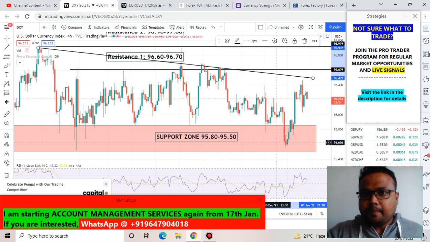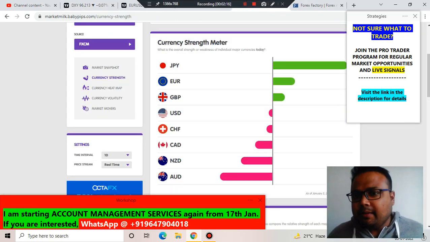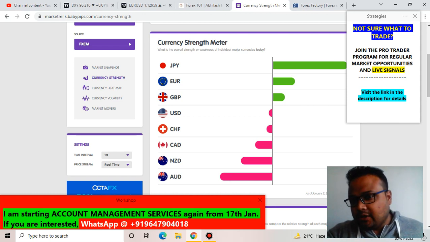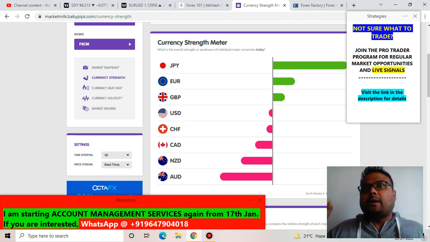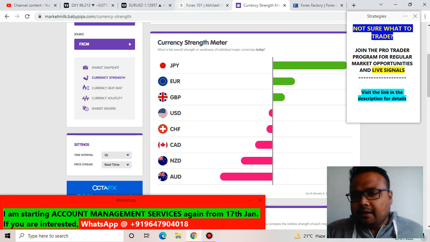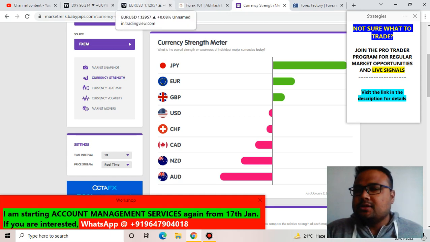If we go to the currency strength meter, we can see that it is also not giving us any clear sign. For example, the Japanese yen is the strongest, the Aussie is the weakest, but look at the US dollar. The US dollar is just lying idle, so it is not giving us any clear sign in which direction it will move right now. So nothing much to talk about on the US dollar.